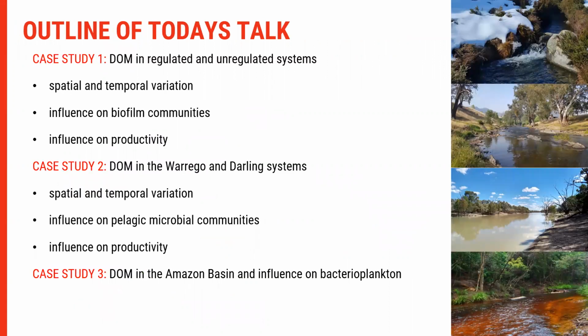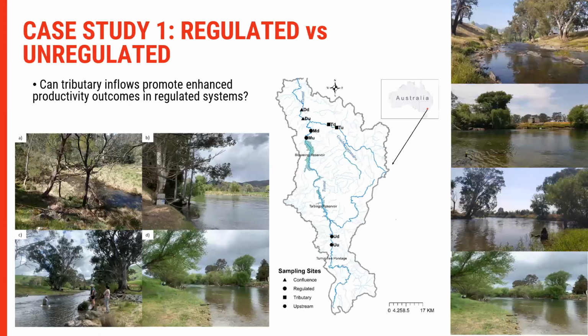Okay, so today I'm going to use three case studies, and these are from different systems. And there are different backgrounds to why I actually started investigating this priming effect. The first one will be in regulated and unregulated systems, and we'll talk about dissolved organic matter, also the microbial communities and productivity. And this will be focused on the Tumut-Gubagandra system. The next one is in the Warrego and Darling systems, and then we'll fly overseas and have a look at what's happening in the Amazon basin as well.